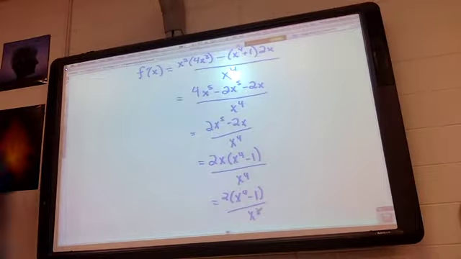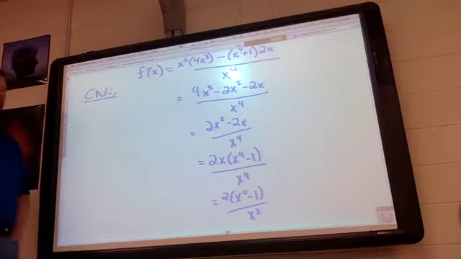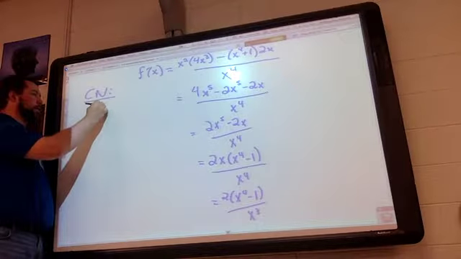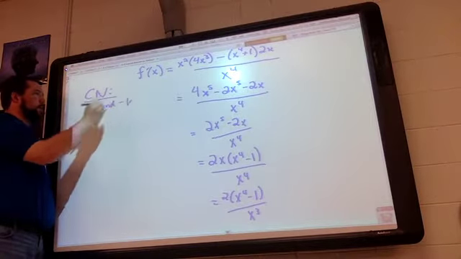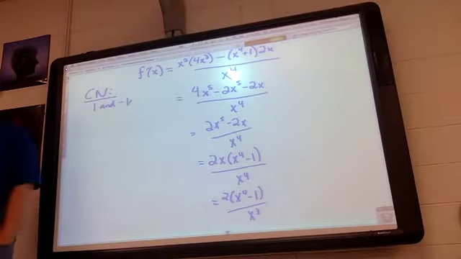All right, so critical numbers. What makes the top 0? 1 and negative 1. All right, what makes the bottom 0? 0. Is it a critical number?